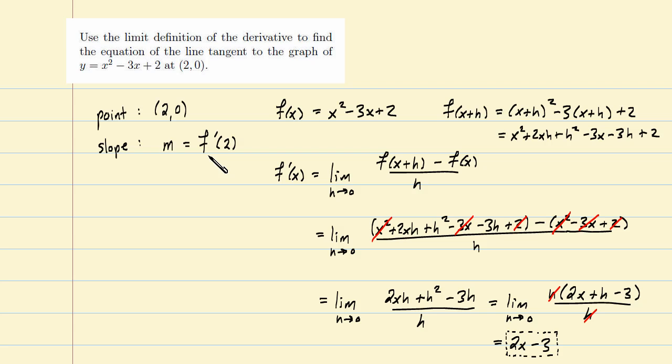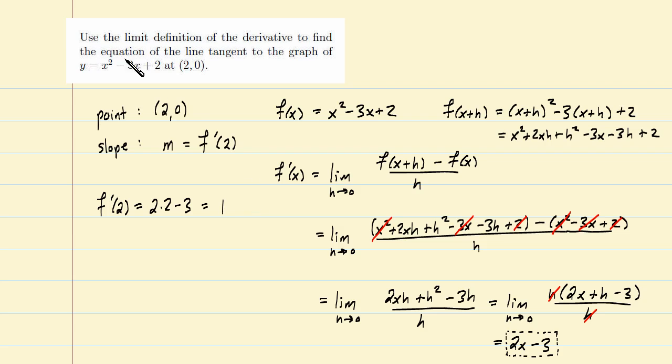However, I don't need f prime of x, I just need f prime of 2. So I can take this value of 2 and plug it into here to find that the slope I need is simply 1.